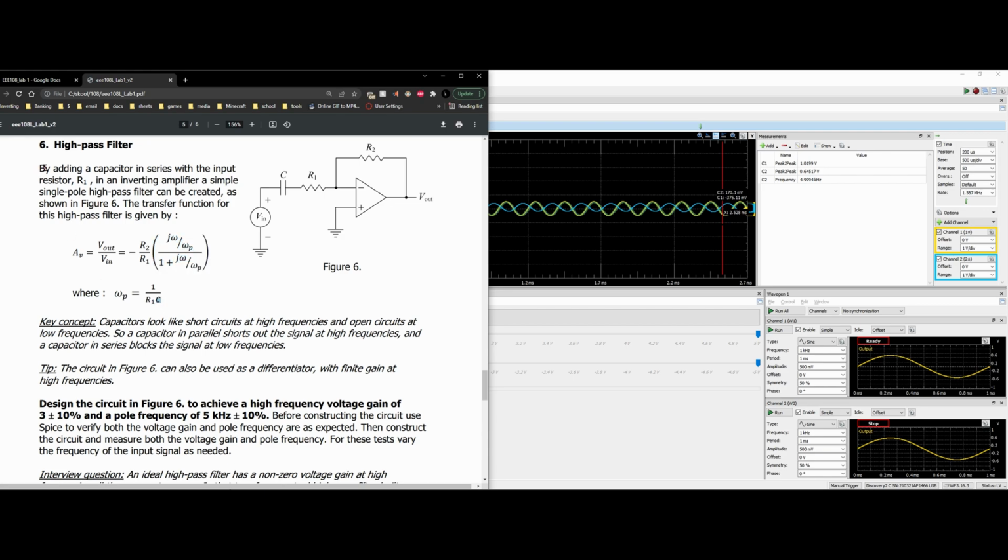And so, by adding a capacitor in series with our input resistor R1 in an inverting amplifier, a simple single pole high pass filter is created. The transfer function for the high pass filter is given by the following. So we have a key concept. Capacitors are short circuits at high frequencies and open circuits at low frequencies. I like to think of this as LO, open. So a capacitor in parallel shorts out a signal at high frequencies, and a capacitor in series blocks the signal at low frequencies. The circuit in figure 6 can also be used as a differentiator with finite gain at high frequencies. So that's just a little tip.